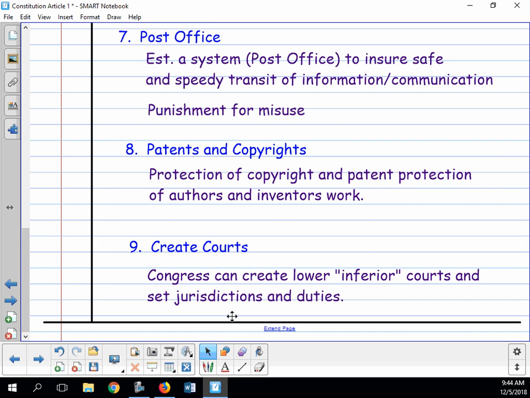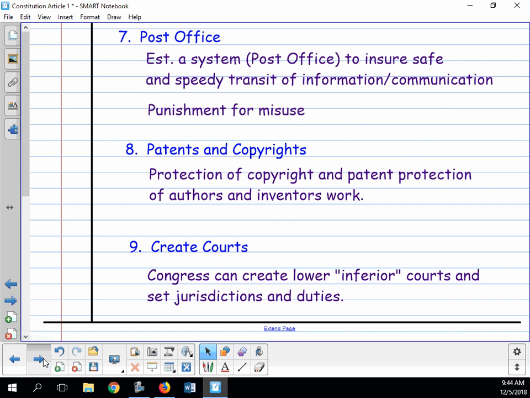Anyone 17 and under is part of juvenile court. That's their jurisdiction, and the duties of that juvenile court judge have to do with juveniles. Each court has its own duties and jurisdictions, an area that they work within.